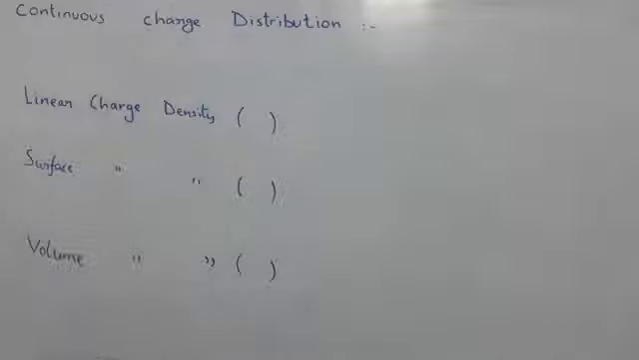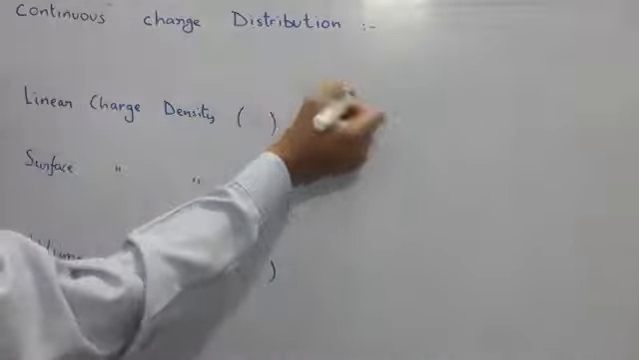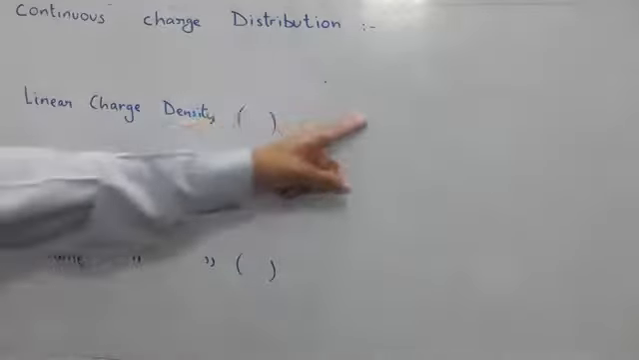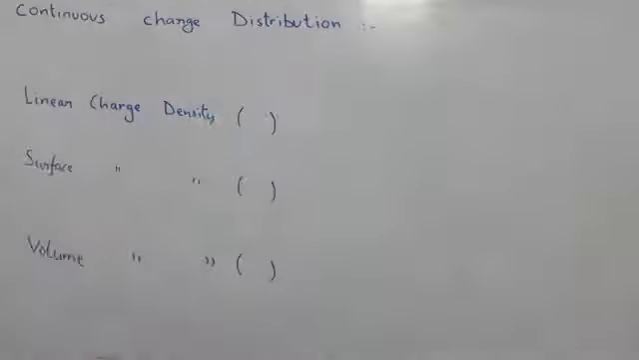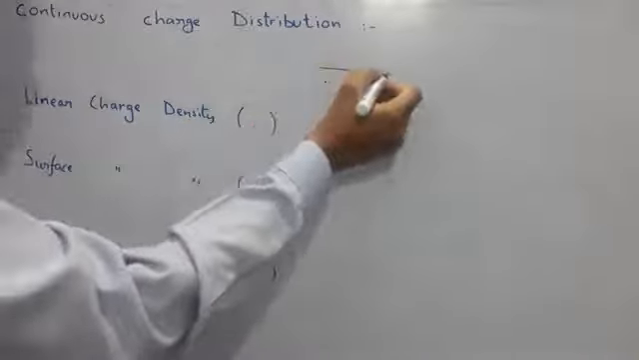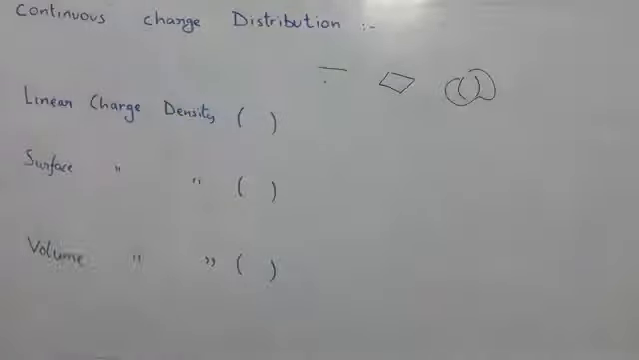You can see on the board, continuous charge distribution is written over there. Now, continuous, you understand. So far we have been discussing about discrete charges. What does discrete charge mean? That point charges are distributed in some fashion. Today we shall discuss what would happen if charge is distributed uniformly over a length or over some surface or over some volume. Accordingly, we have three terms. Let's see one by one.